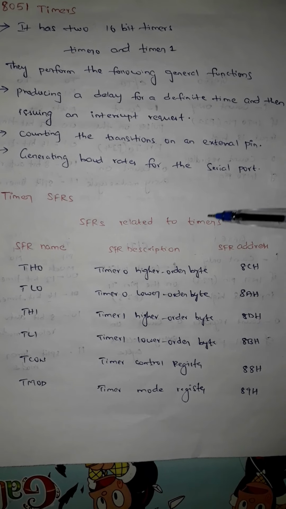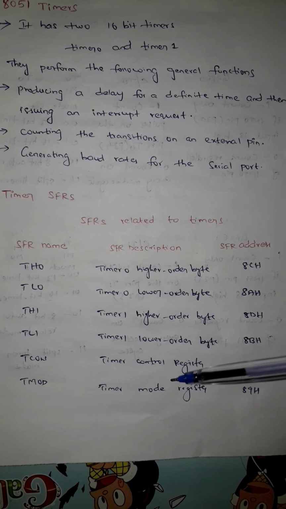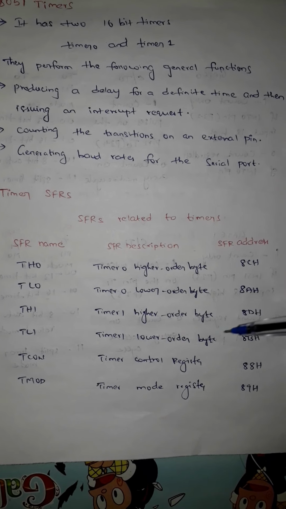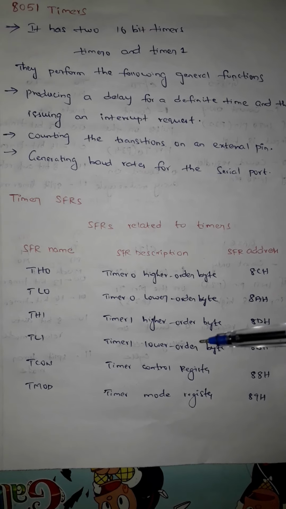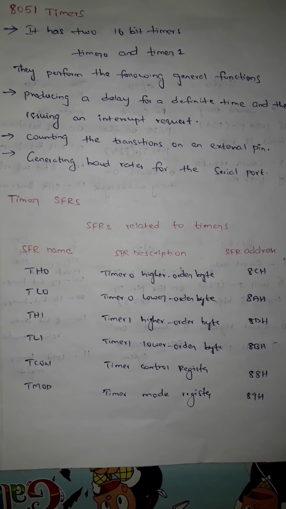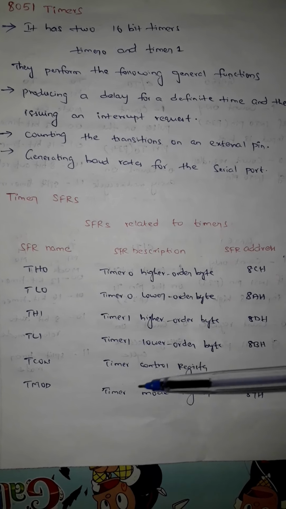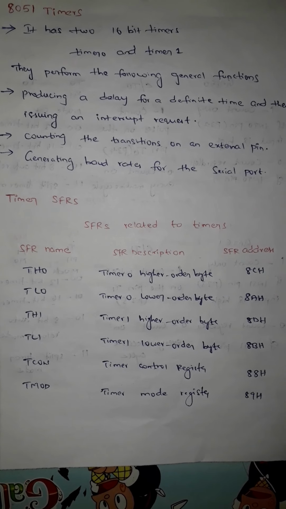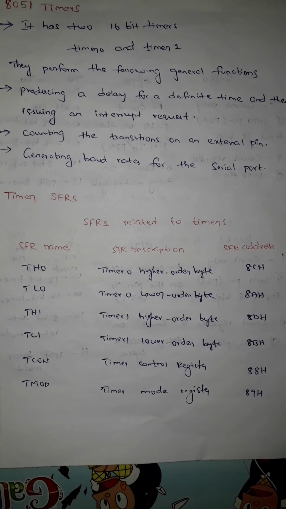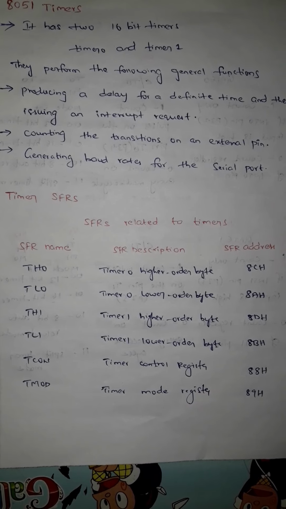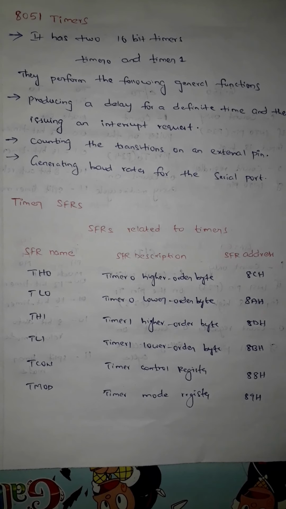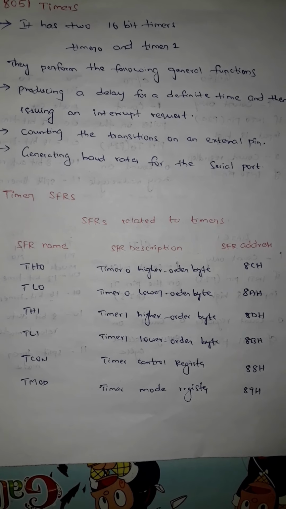We also have two more registers called TCON and TMOD. TCON is the timer control register, which provides the control operations for the timers, and one of the modes of the timers can be selected by using the TMOD register. These are the registers mainly used in the 8051 timers. Let us look at the TCON and TMOD registers in detail.